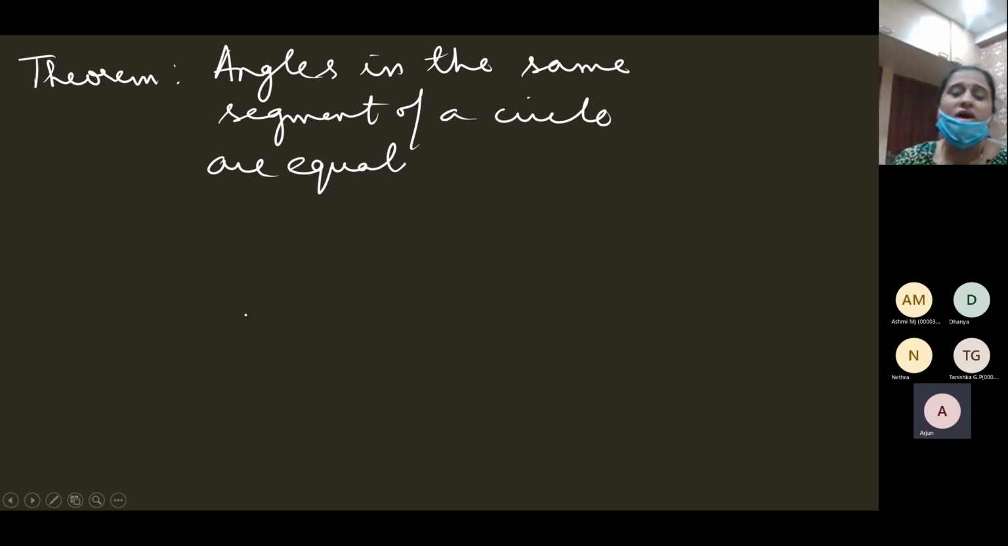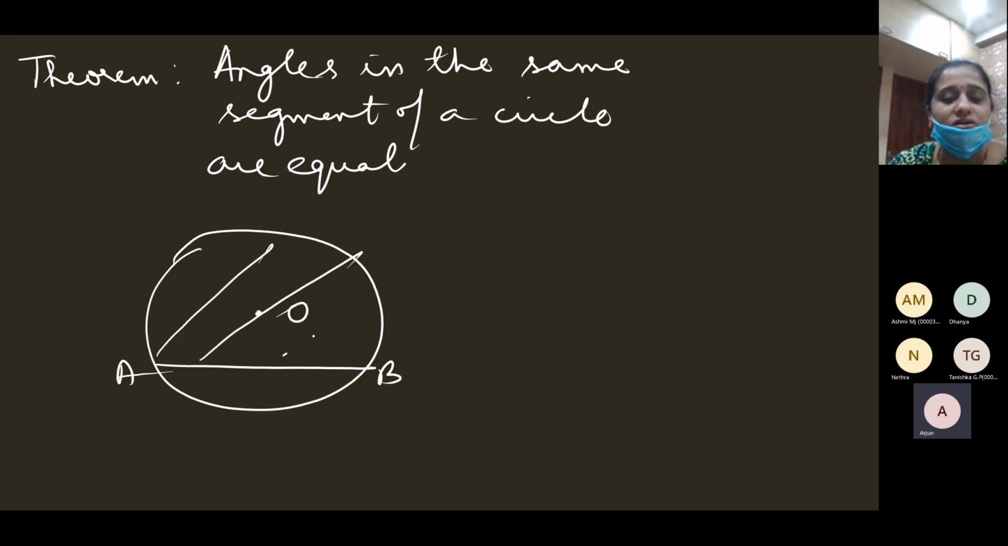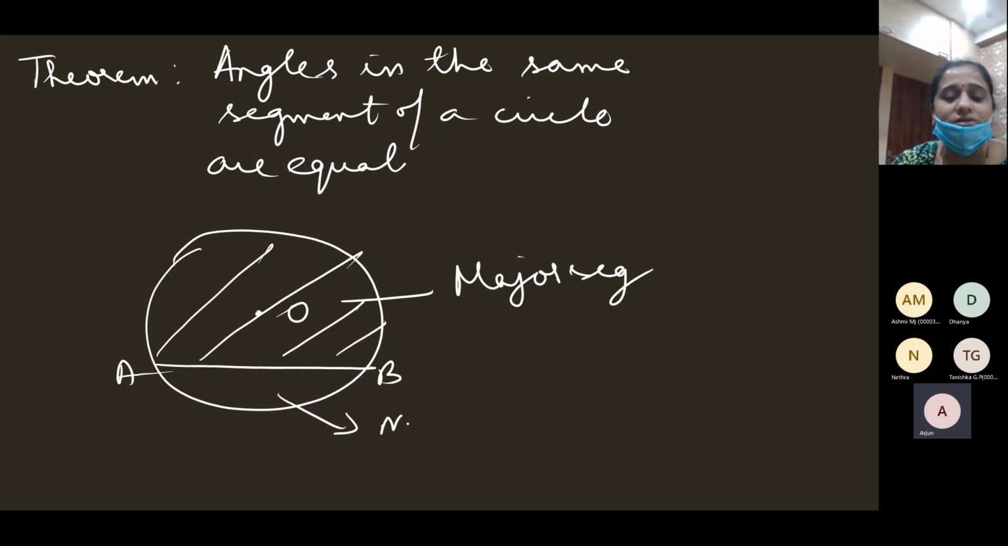So see here. Now I have to tell you what a segment is. Very simple also. Circle, chord. Now this part contains the center of the circle. This is called the major segment. I'll tell you why it's called a segment. And this is called the minor segment.